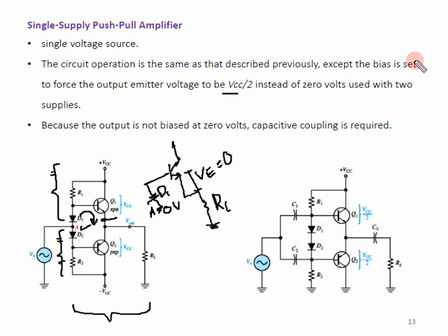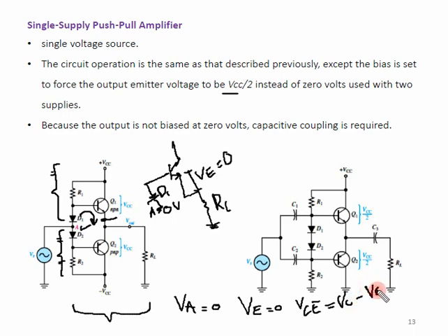So if VA is 0, then VE, the voltage at the emitter, is also equal to 0. Now what should VC be then? VCE would be equal to VC minus VE.